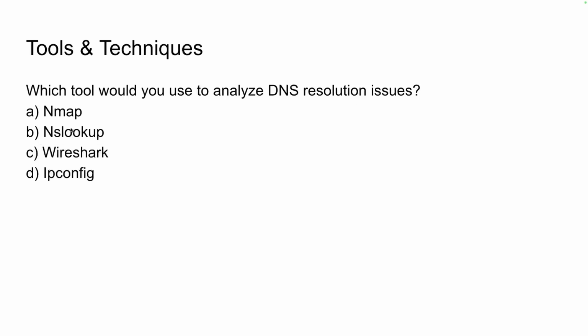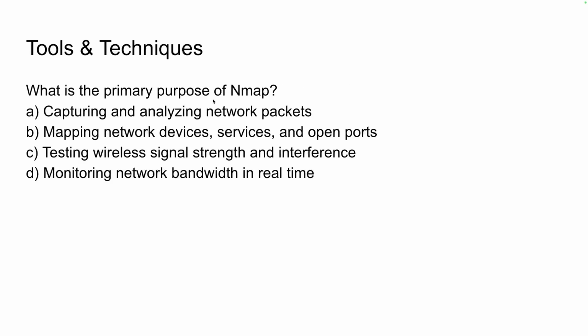Which tool would you use to analyze DNS resolution issues? So again, NSLookup would be for DNS, Nmap is for network enumeration and open ports, Wireshark is for packet analysis, and ipconfig is just to see what IP address is assigned to your specific device, what your actual IP address assignments are, and what subnet you belong to. So DNS resolution would be NSLookup. What is the primary purpose of Nmap? Capturing and analyzing network packets? No. Mapping networks, devices, services, and open ports? I would say yes.